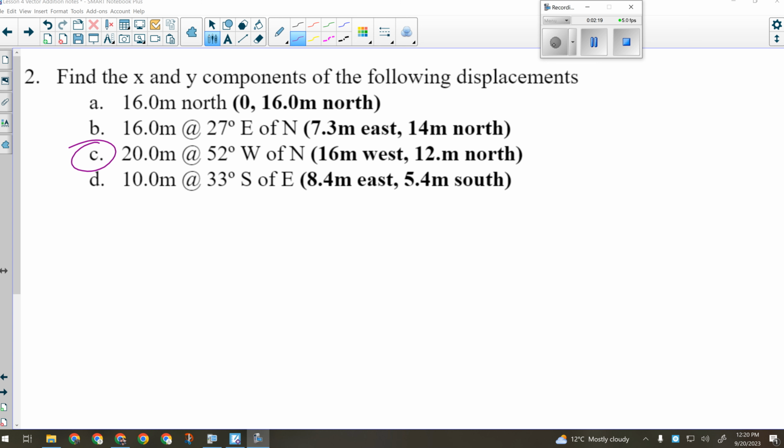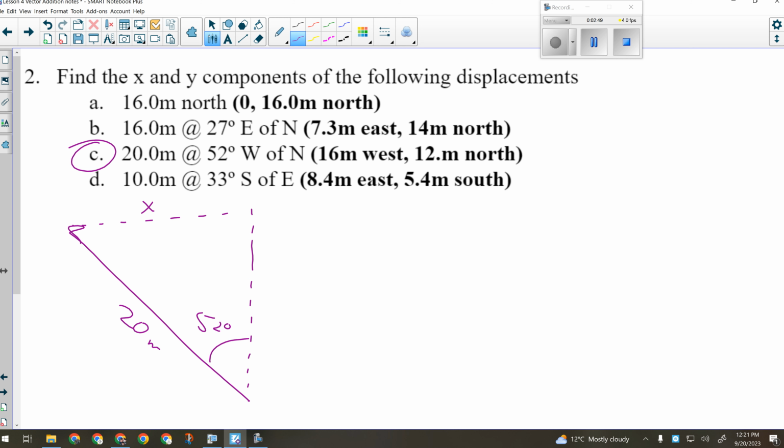Okay, so for this vector here, we've got a 20-meter long vector, 52 degrees west of north. What's my reference direction? North, yeah. So I'm going to draw a line north, and then the question says go west of that 52 degrees. It's not a very good triangle, but you get the idea. 20 meters long, 52 degrees. This would be x, and this would be y, or the west and north components.